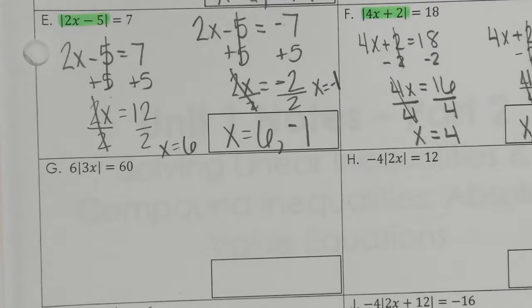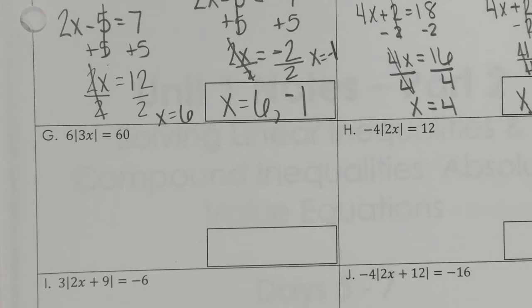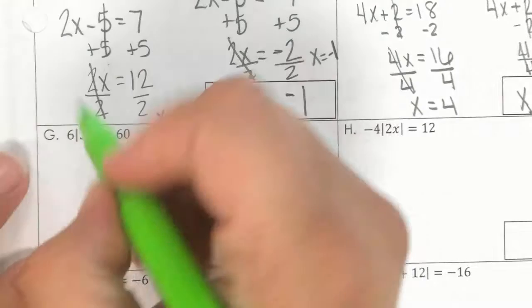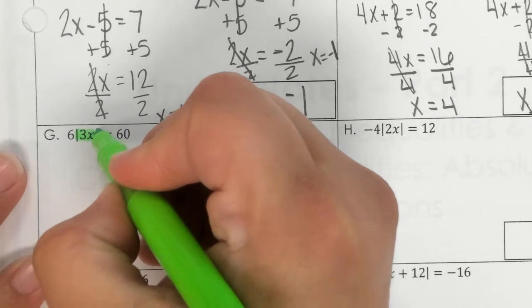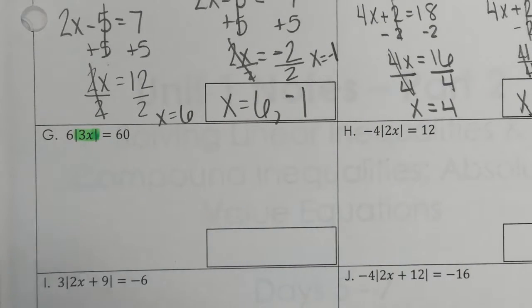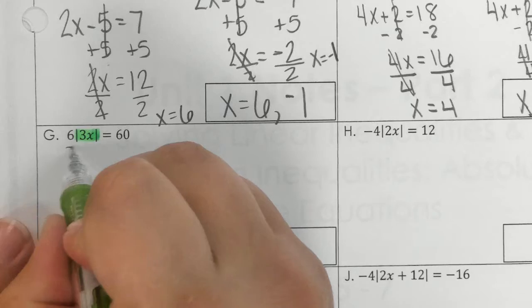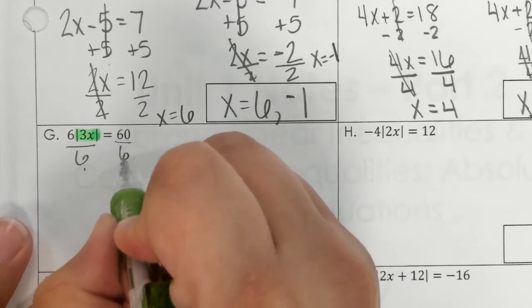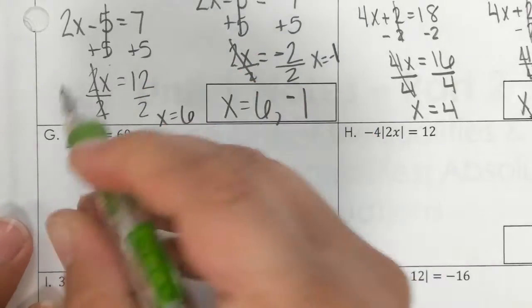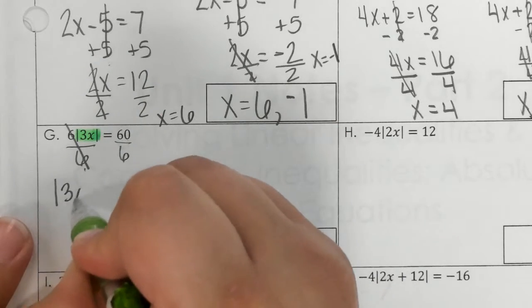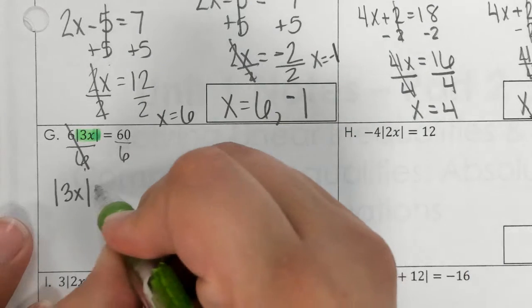Then in G and H, if you look, you see that there is a 6 in front of the absolute value. So we don't have the absolute value by itself yet. So what we need to do is we need to divide both sides by 6. And that gives me the absolute value of 3x. And then if I divide, I get 10.